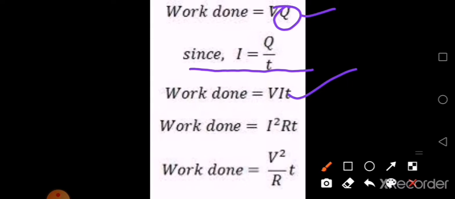Now the next equation you have to learn is, for electrical work, I square into R into T. Then work done will be equal to V square by R into T. These are from your Ohm's law, substituting the Ohm's law. Clear? Only the equations are needed.